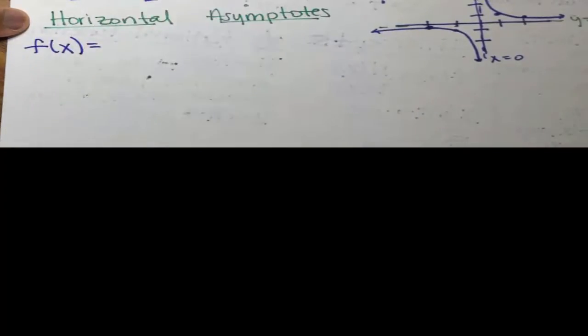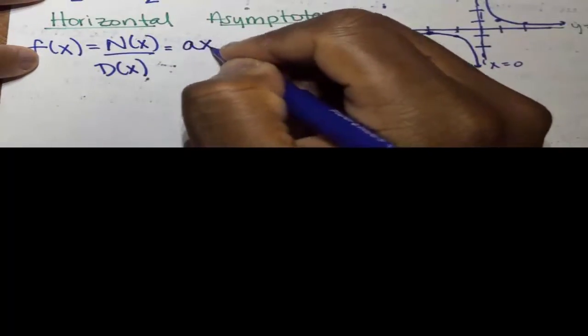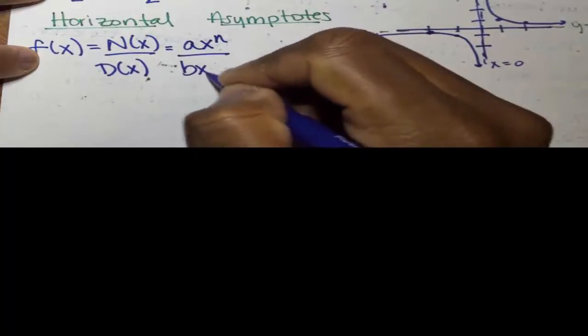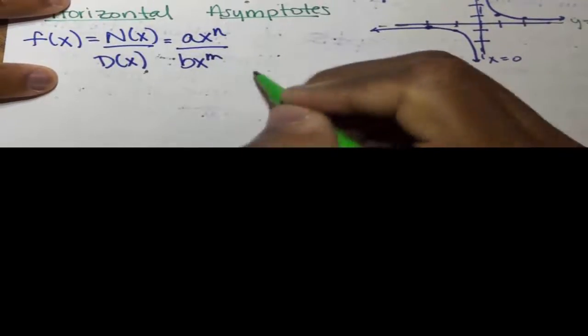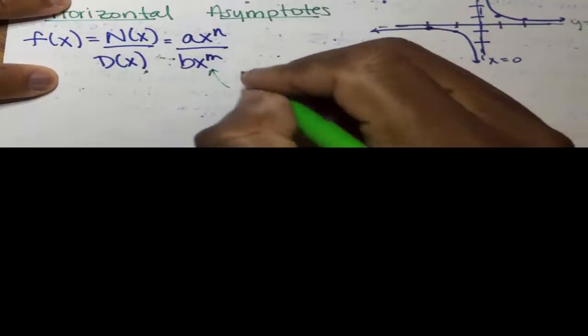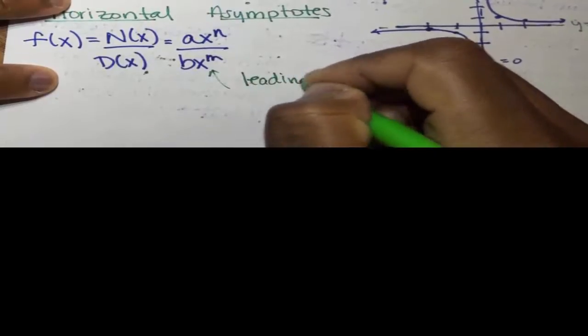When you write your function f of x, you have the numerator function at the top, denominator function at the bottom. And when you look inside of here, you're going to always write these functions in standard form. So ax to the n will be the first term at the top, and bx to the m will be the first term at the bottom, leading coefficient at the bottom. So both these terms are leading coefficients for their respective parts.